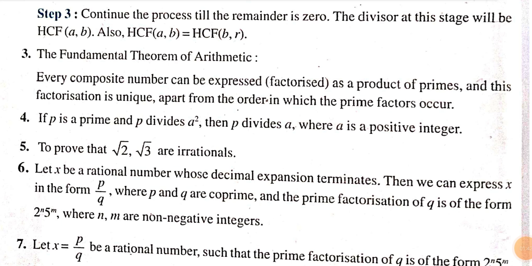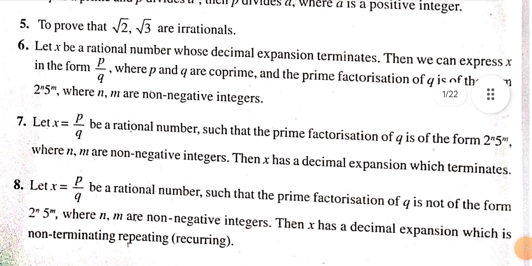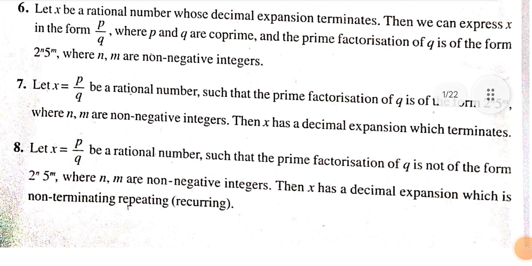6. Let x be a rational number whose decimal expansion terminates. Then we can express x in the form of p by q, where p and q are co-primes, and the prime factorization of q is of the form 2 to the n, 5 to the m, where n, m are non-negative integers. 7. Let x is equal to p by q be a rational number such that the prime factorization of q is of the form 2 to the n, 5 to the m, where n, m are non-negative integers. Then x has a decimal expansion which terminates.